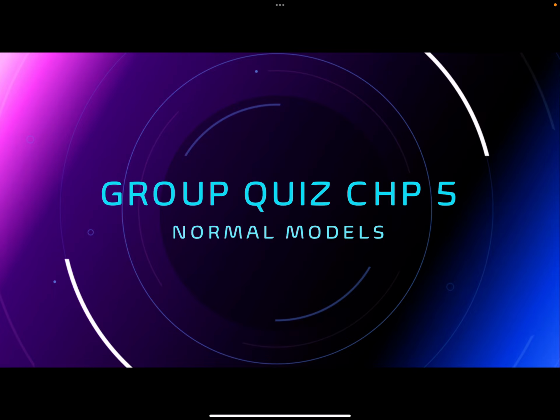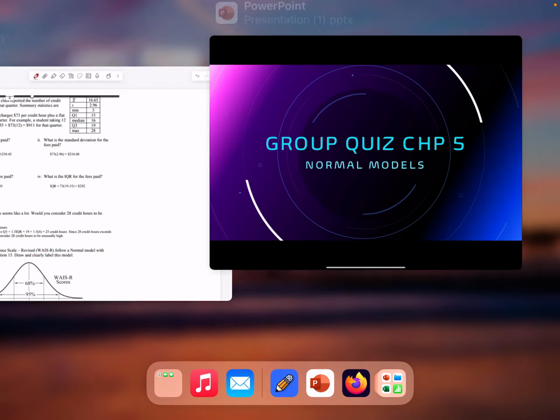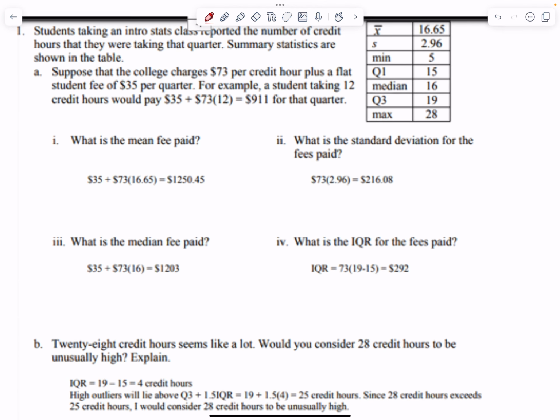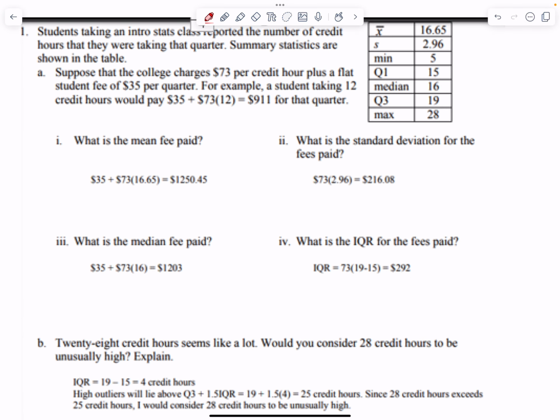5 normal models answer key. All right, let's first of all look here and see the mean. The mean is affected by anything: multiply, add, subtract, or divide, anything. So what I've done to this is I've added 35 and I've multiplied by 73.